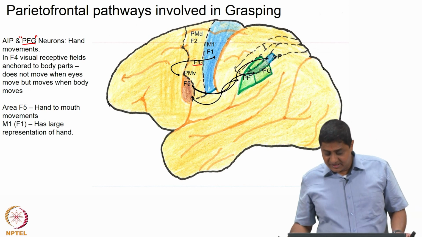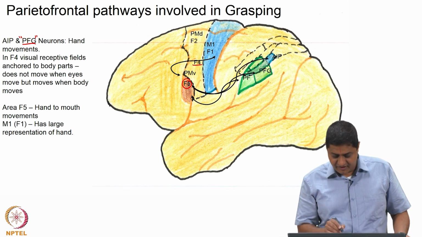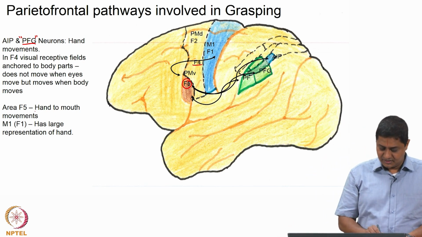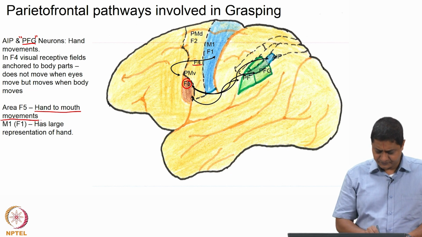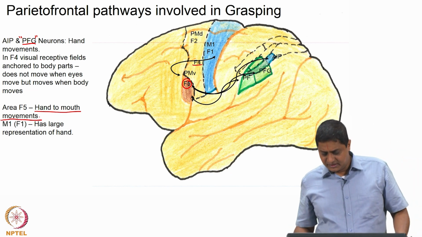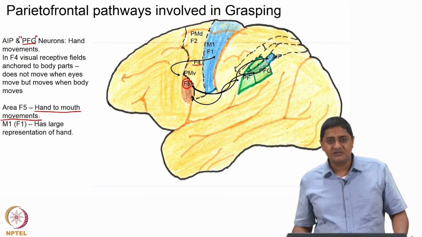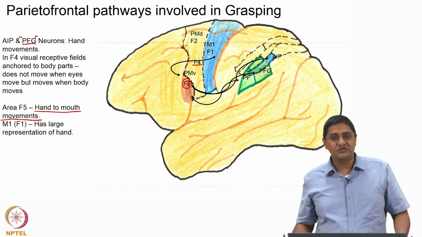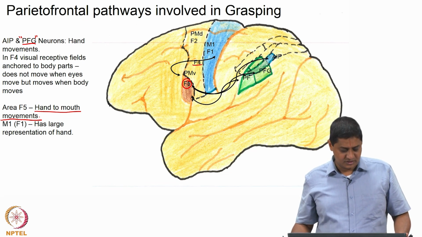And also it is believed that area F5 has a set of neurons that can coordinate hand to mouth movements, the eating movement. Evolutionarily a very important activity for survival, is it not? So, there are special neurons that are dedicated for this activity, the hand to mouth movements.